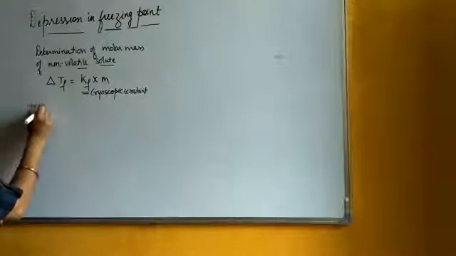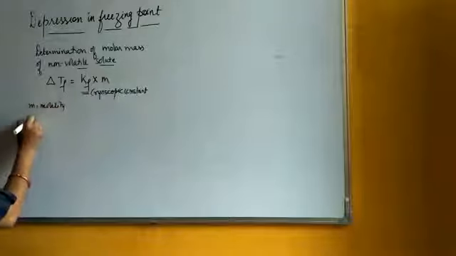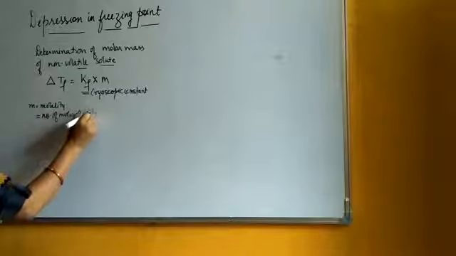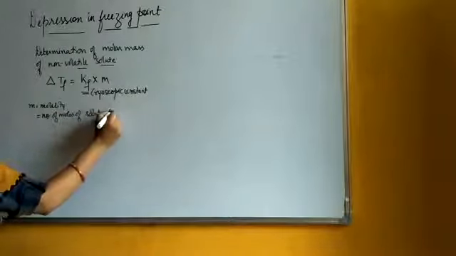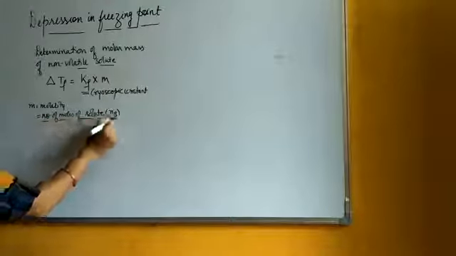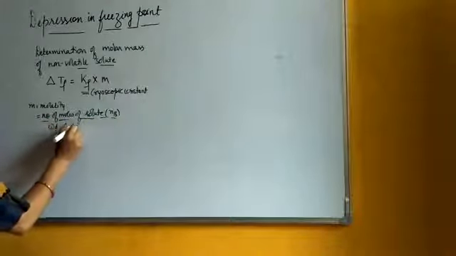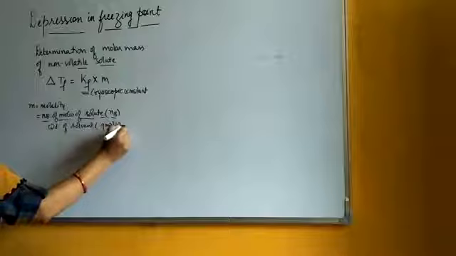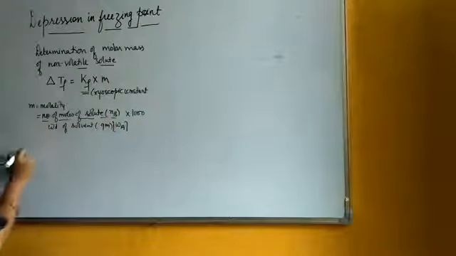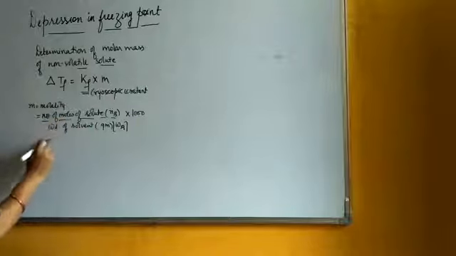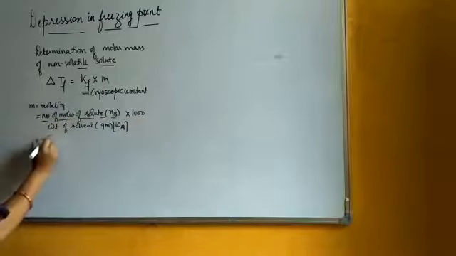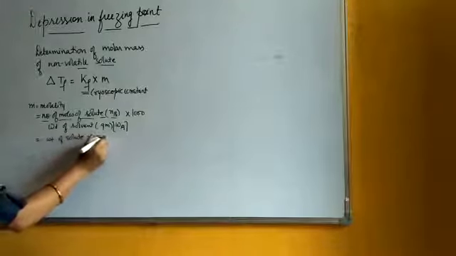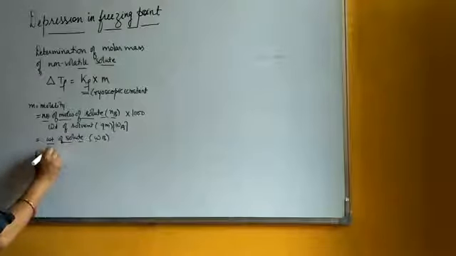So molarity, students, is equal to the number of moles of solute. We will refer to it as nB. Then divide by the weight of solvent. If it is in gram, it will be expressed as WA into 1000. So this is the formula. Now, what is the number of moles of solute? It is the weight of solute, that is WB, upon the molar mass.